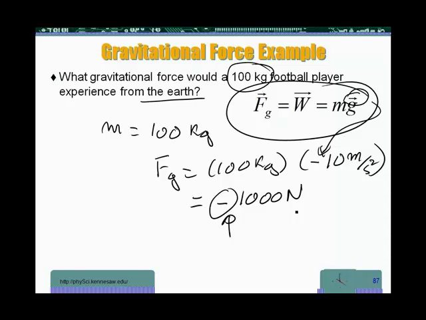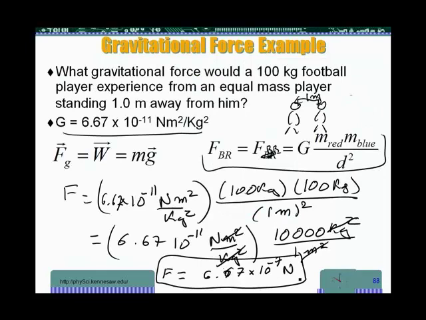So the force that the Earth exerts on the football player is 1 billion times as large as the force that the other football player exerts on him. Okay? Now 1 billion, that's because this is 1,000 and the other one is 1 millionth. So 1,000 millions is 1 billion. Okay. So this force is very tiny.